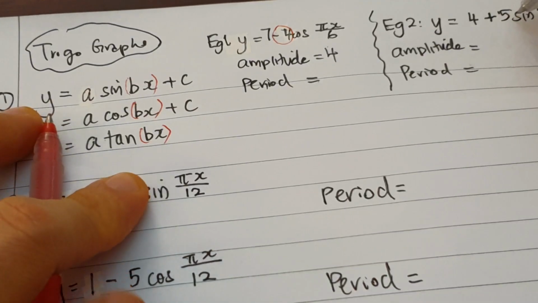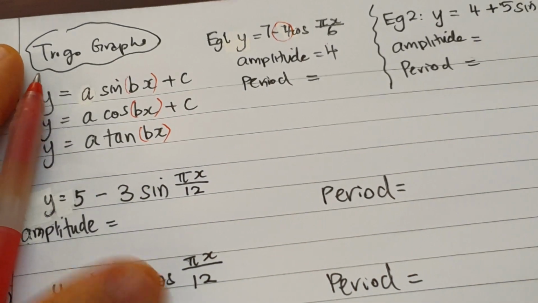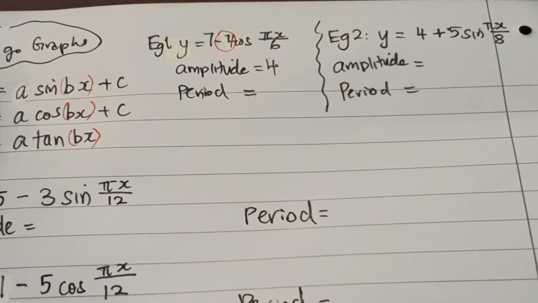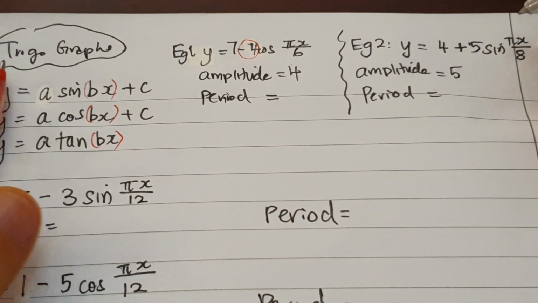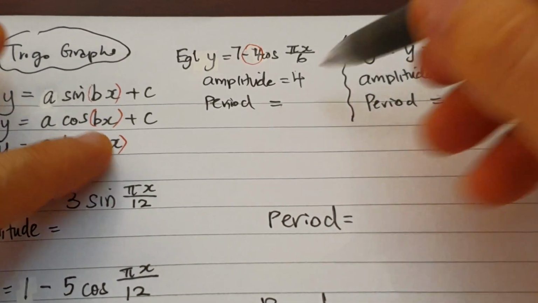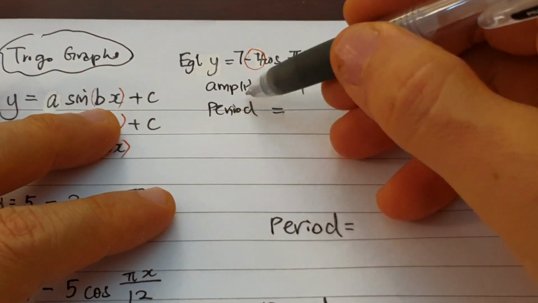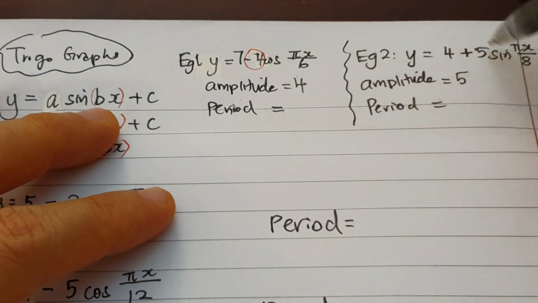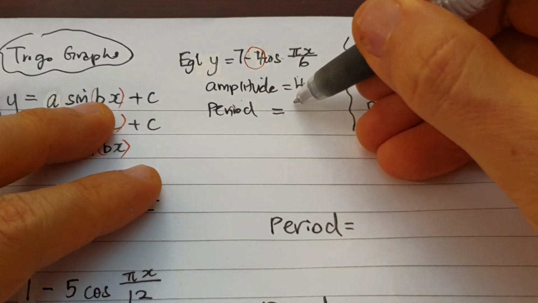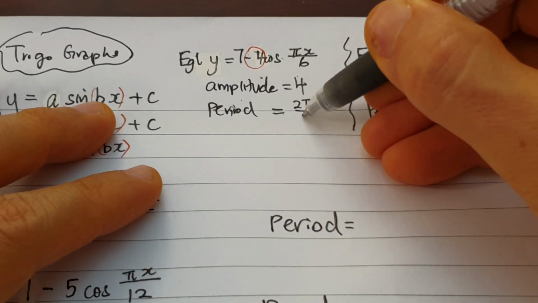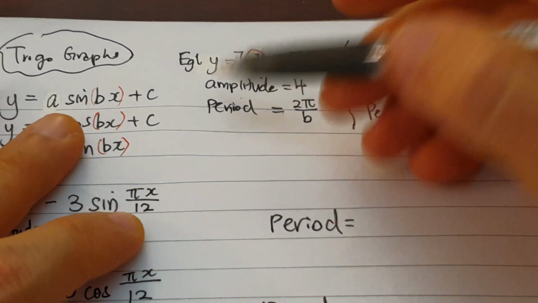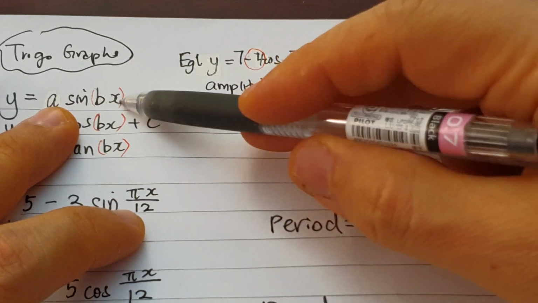Whether it's plus or minus, let's have another example here, example 2. Whether it's plus or minus, your amplitude is just 5. Okay, so I will elaborate more later. Now for period of sine and cosine, it's the same formula. It's 360 divided by b, or the number in front of the x.